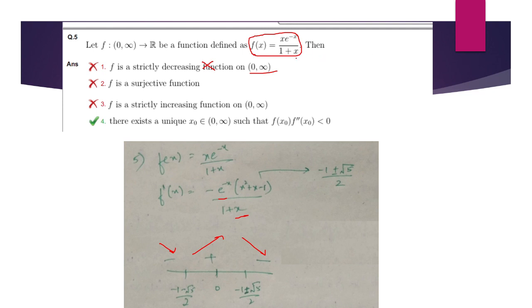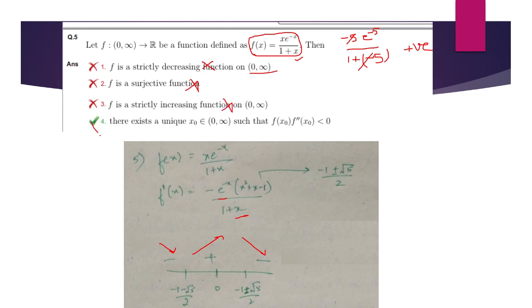Suppose I take x equal to a negative number, say minus 5. If we substitute minus 5, then e to the power minus 5 divided by 1 plus minus 5. As you can see, the negative signs in the numerator and denominator cancel each other, and therefore the number is always positive, and hence we cannot get a negative number, so this is not an option. Strictly increasing function from 0 to infinity, again, no.